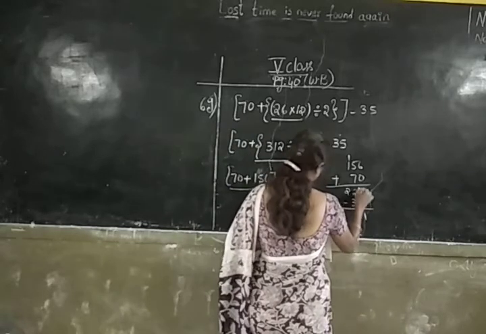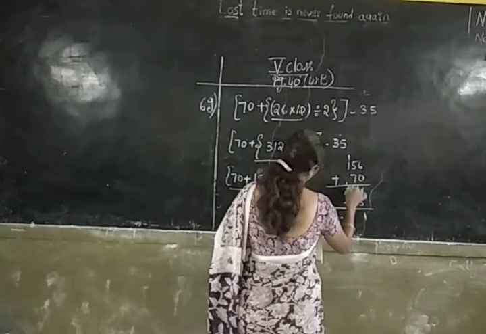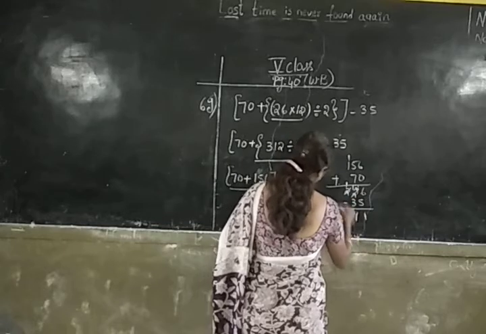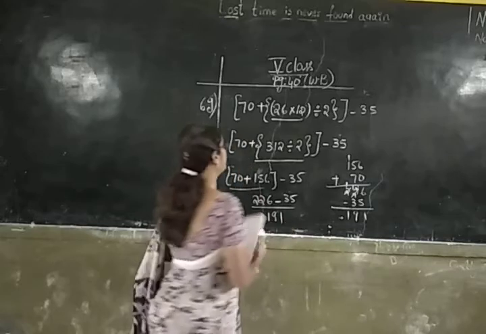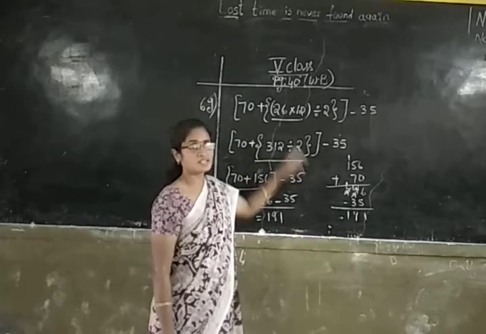6 minus 5 is 1. 12 minus 3 is 9. 1. So the answer is 191. Did you understand children?